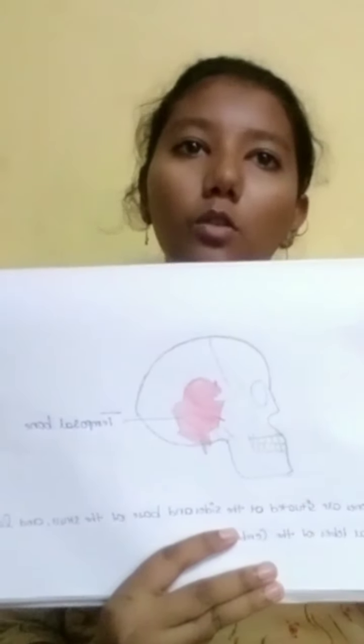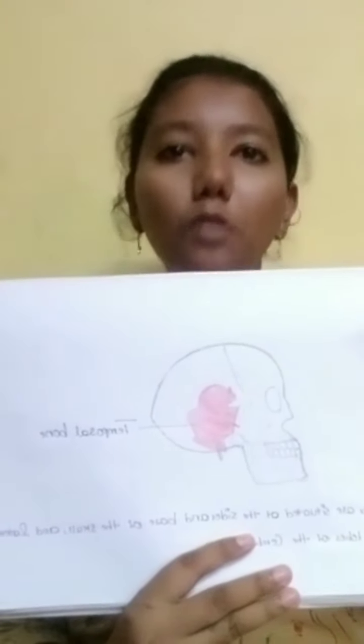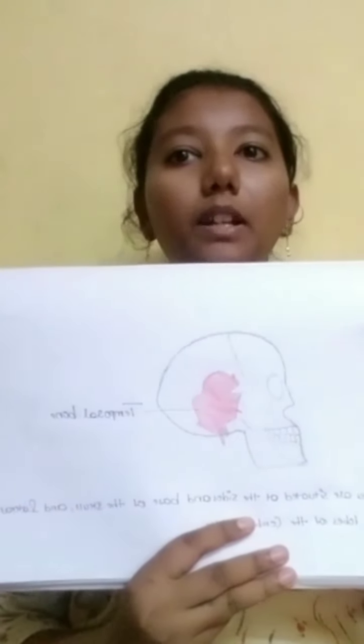The temporal bones are situated at the sides and base of the skull and lateral to the temporal lobes of the cerebral cortex.